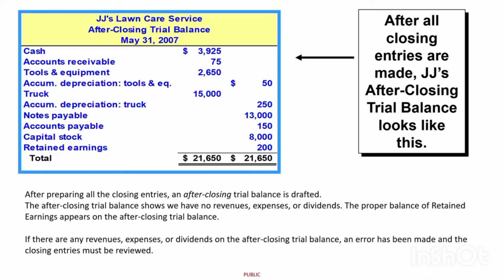So after all closing entries are made, JJ's after closing trial balance looks like this. After preparing all the closing entries and drafting the after closing trial balance, it shows we have no revenues, no expenses and no dividends. So the proper balance of retained earnings appears on the after closing trial balance. If there are any revenues, expenses or dividends on the after closing trial balance, an error has been made and our closing entries must be reviewed.